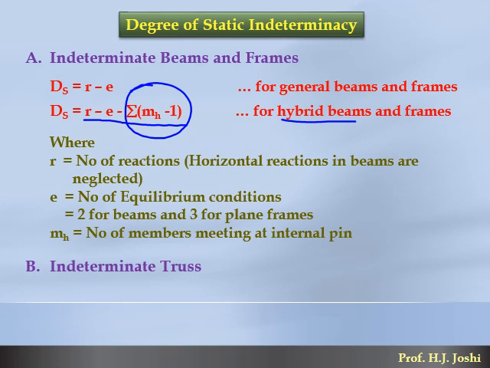In case of beams, the number of equilibrium conditions is 2, as we discussed in the earlier propped cantilever. Only summation Fy and summation M are applicable. But for plane frames, all three equations are applicable. In case of indeterminate trusses, we have to find external as well as internal indeterminacy. So, given by these equations, R minus E is the external and the internal indeterminacy is equal to M minus (2J minus 3), where M indicates the number of members and J indicates the number of joints. These equations are important as a first step for the solution of the flexibility method.